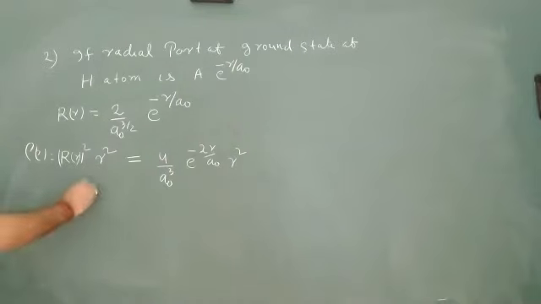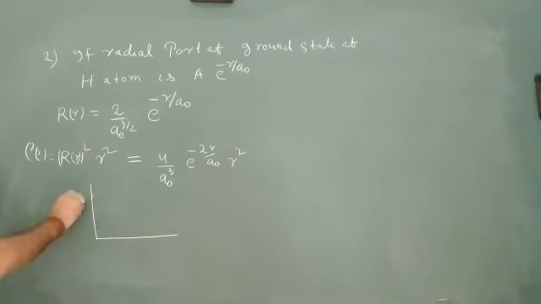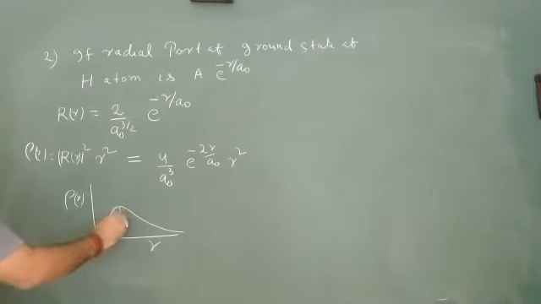And when you are going to plot this, this is rho r versus r. The plot will be something like this. And this is the maxima value, and the maxima is at a naught.